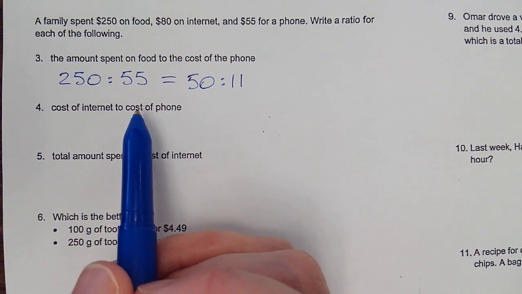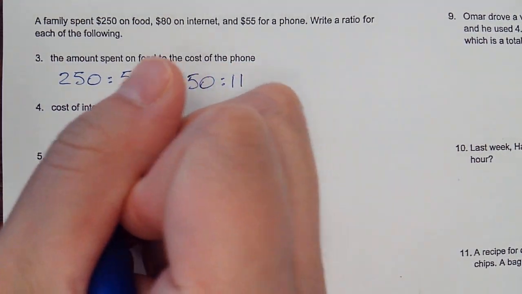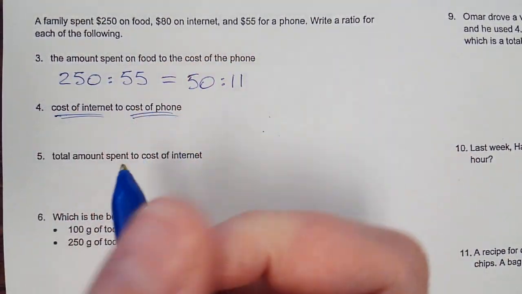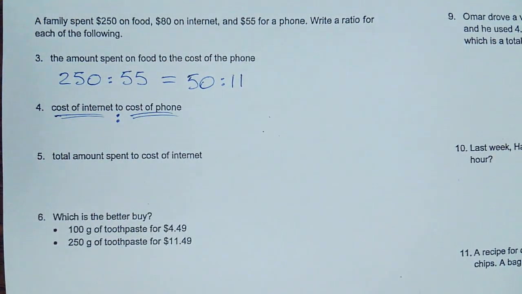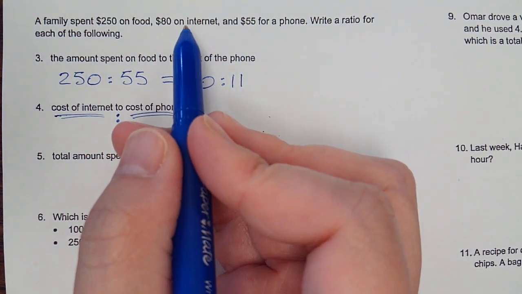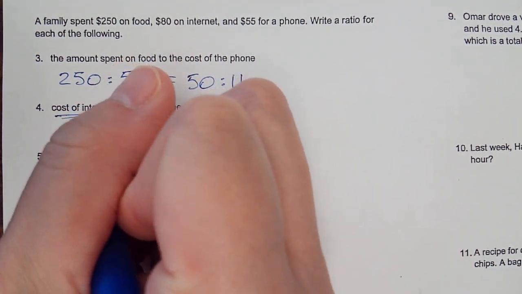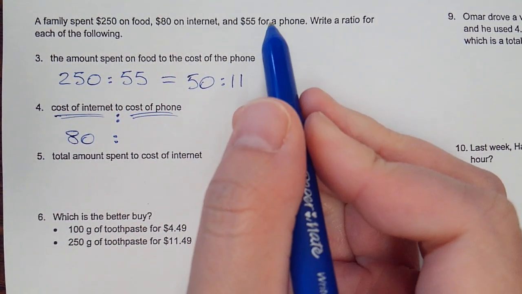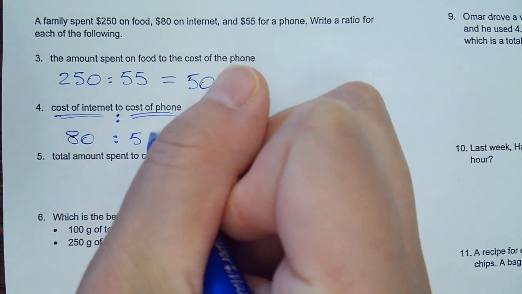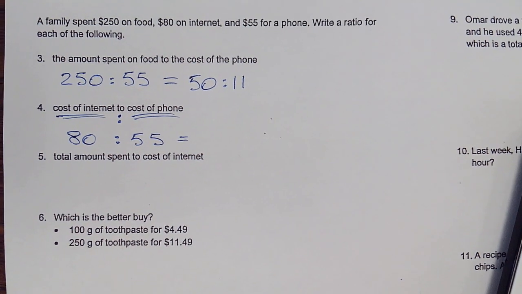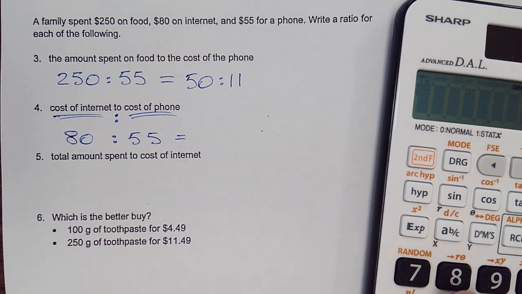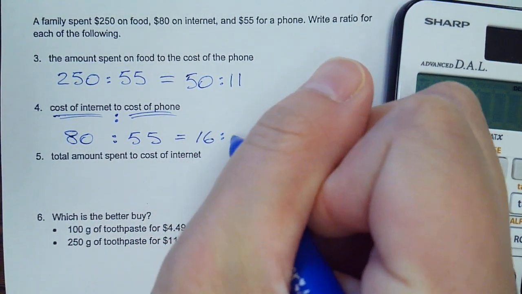Cost of internet to cost of phone. So you're comparing this, with a colon in between. All right, so cost of internet was $80, and the cost of phone was 55. All right. Again, reduce it because otherwise you'll get half a mark off. 5 goes into both. So 80 divided by 5, 16 to 11.